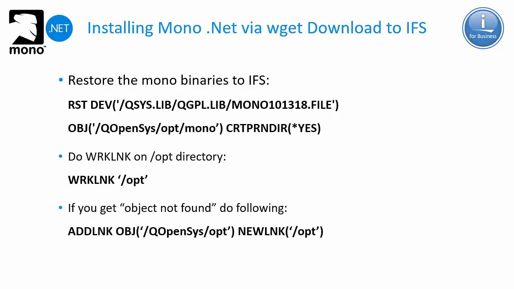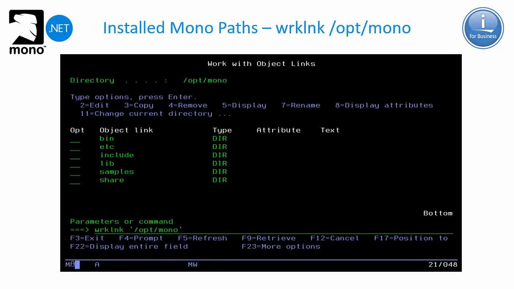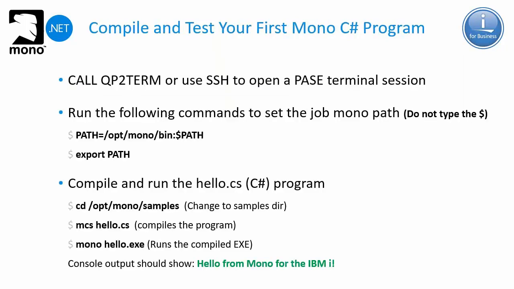So, and noteworthy, when you're done, you do a work link on /opt/mono. It should look like that, right? So you should have all those directories sitting out in your IFS. And now, this is where we actually look at Calvin's sample, right?